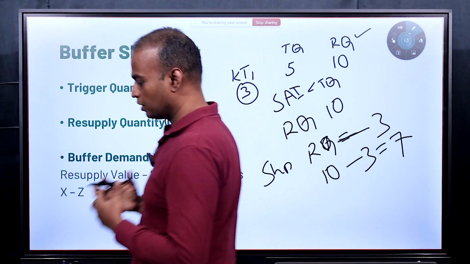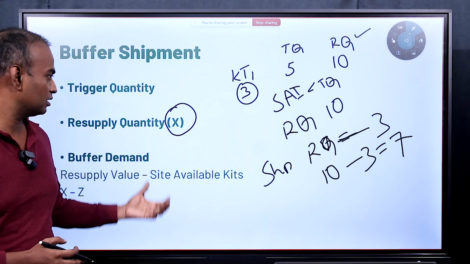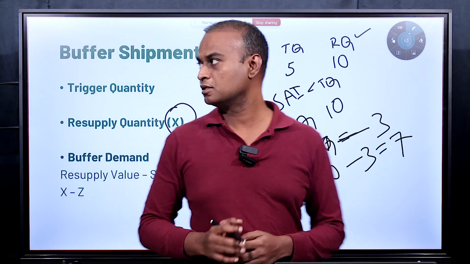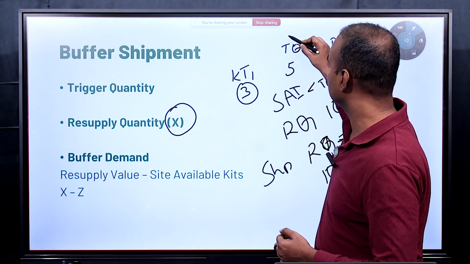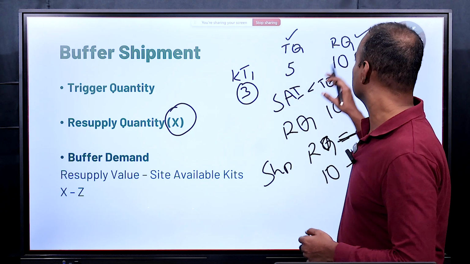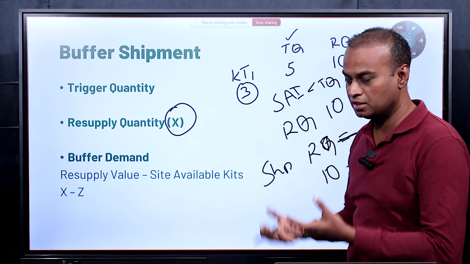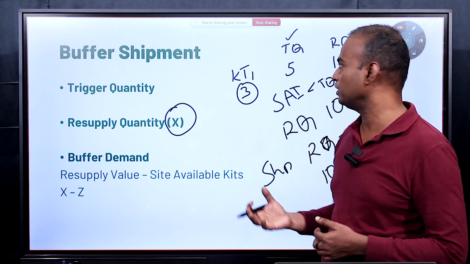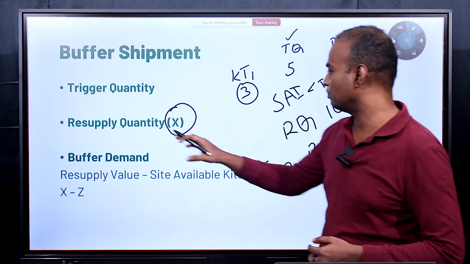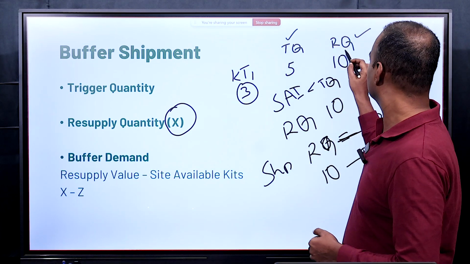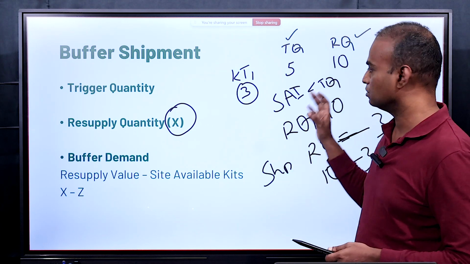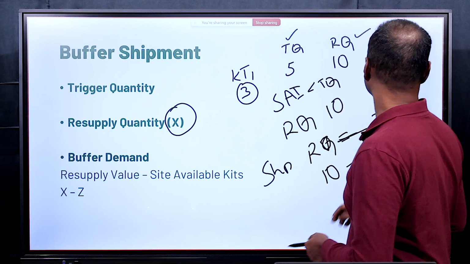So when you apply the buffer strategy, the shipment contains 7 kits. That's the reason this is going to trigger the shipment. That's the reason it is known as a trigger quantity. This is going to determine how many kits to be included in the shipment. That is the reason it is known as resupply quantity. Final buffer demand is resupply quantity minus site available inventory. This is for buffer shipment.